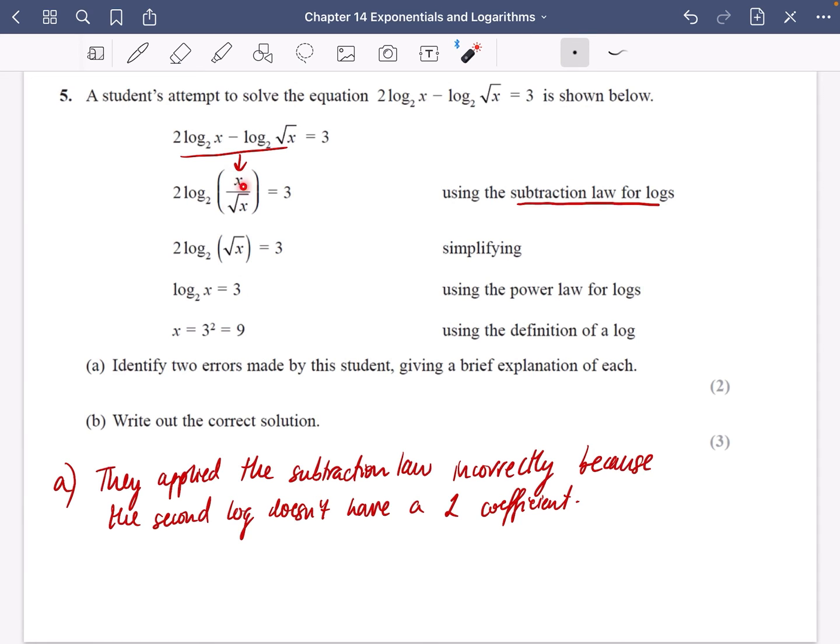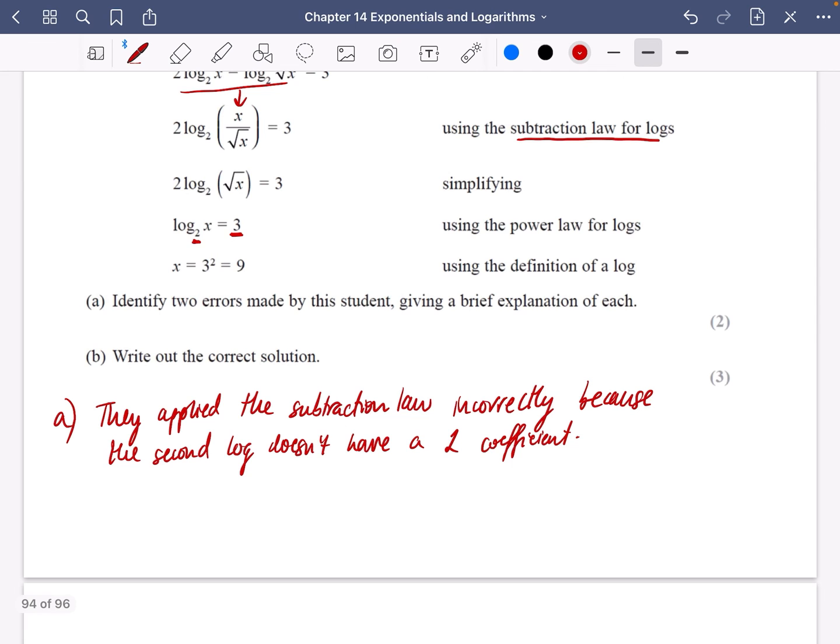So here they did x divided by the square root of x, which is the square root of x. And then what did they do here? They took the 2 from the square root of x and they made it become x, square root of x all squared, which is x. And then the x equals 3 squared, which is, I think, where the error is going to be here, because the base should be 2 and the power should be 3. So for the second error, they wrote x equals 3 squared, but it should have been x equals 2 to the power of 3. So they got the definition of the log incorrect.